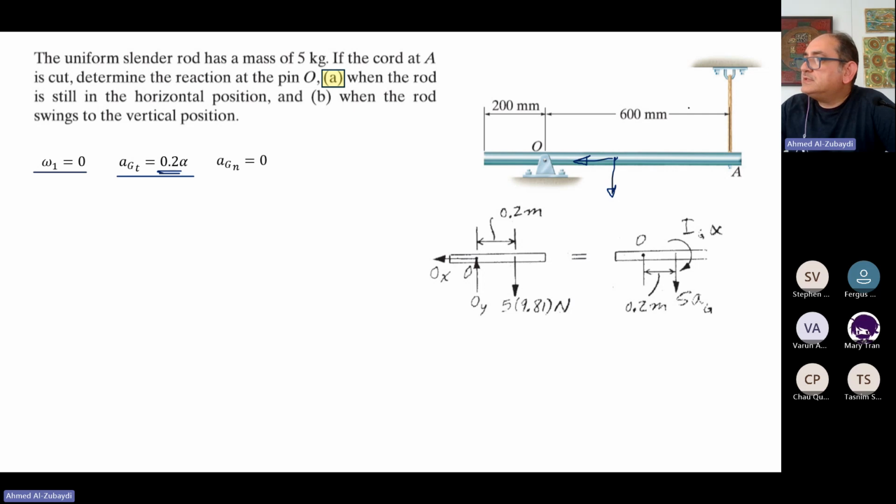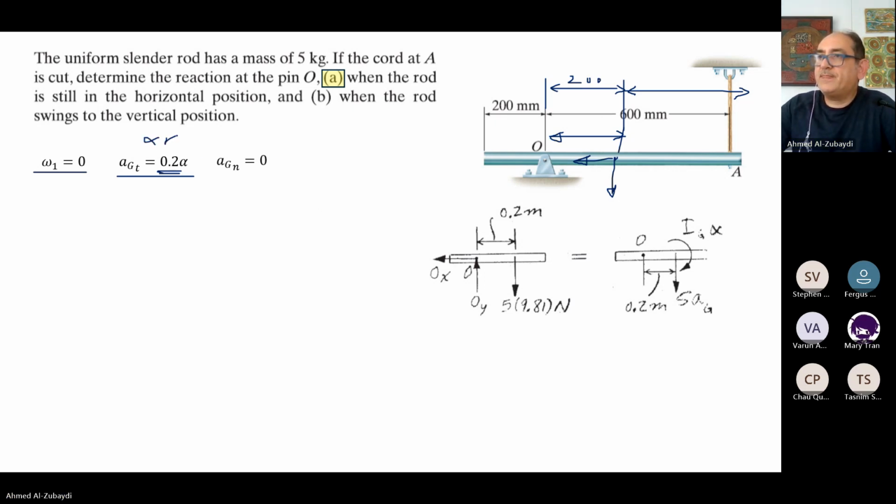0.3. Oh, sorry, yeah. We got the distance to be 0.2 from here to here, because the total length is 800, and this makes the centroid to be at 400 on the end, and that means it's going to be at 200 from the point O. That's how we got the value 0.2. So this one is actually alpha R, and this is the omega square R, because the omega is 0 at the first state, so this will be equal to 0.